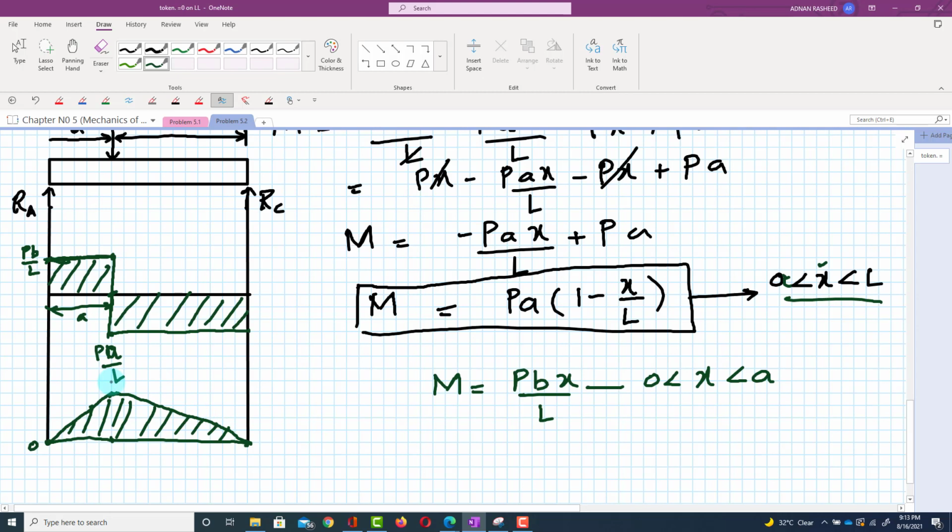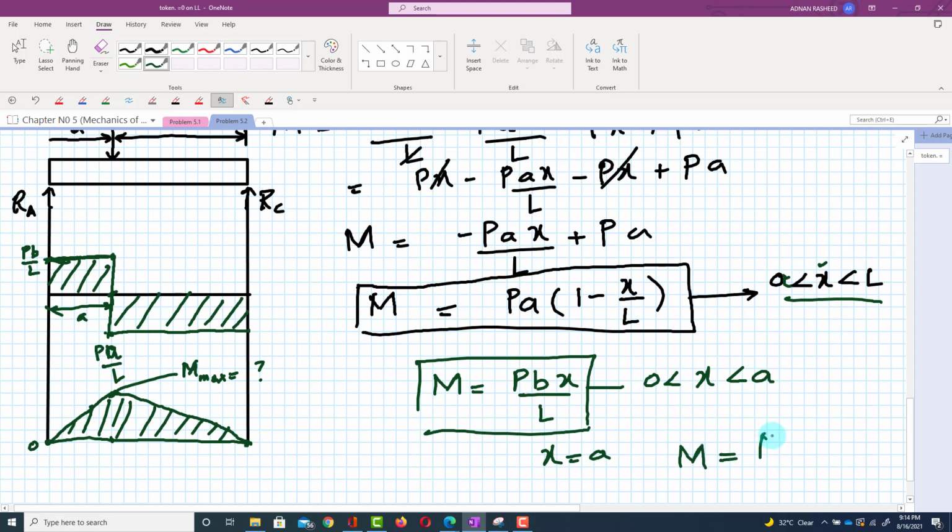Now the question is that at this point the bending moment will be maximum. So how can you find the maximum bending moment? You have this equation. If you put x equal to a, the moment will be equal to PBA over L, and that will be the maximum bending moment. Clear?